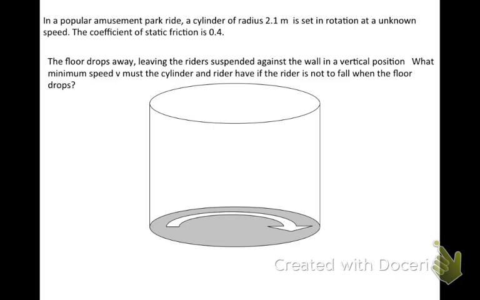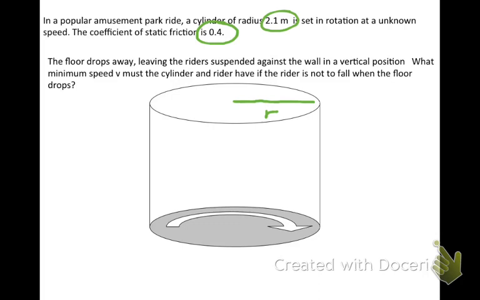But anyway, a couple of pieces of information we're given here: the radius of the cylinder is 2.1 meters. Let me draw the radius up here, because I'll need the room later. So that's R, and the radius is 2.1 meters. The coefficient of static friction is going to come into play in just a bit.